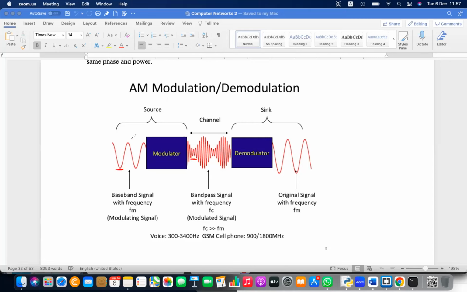In these areas, you are increasing the amplitude. Amplitude means the power of the signal. So the power of the signal will get high, low, high, low, and propagate. So what is the disadvantage of this system? There's a fundamental disadvantage of AM, amplitude modulation. What is that?